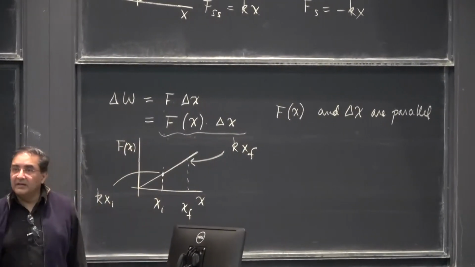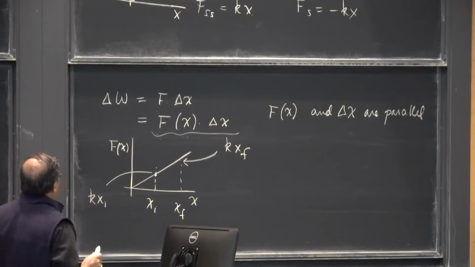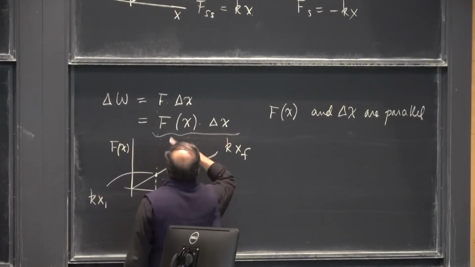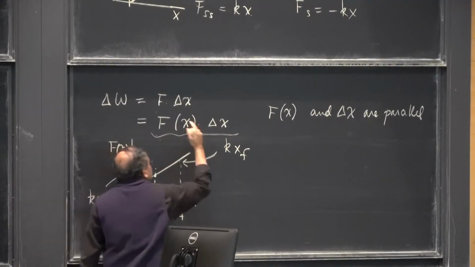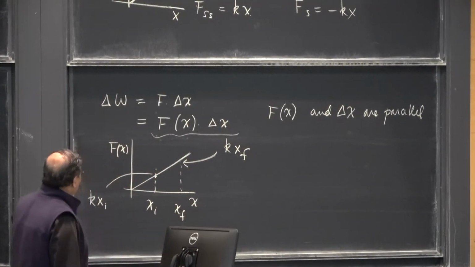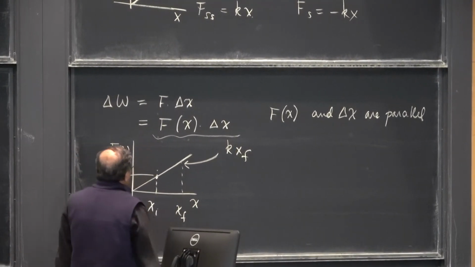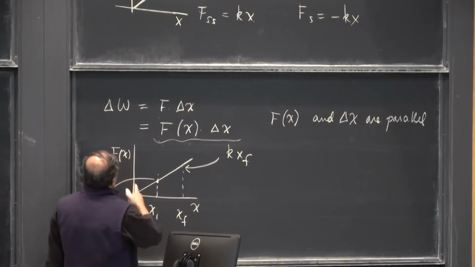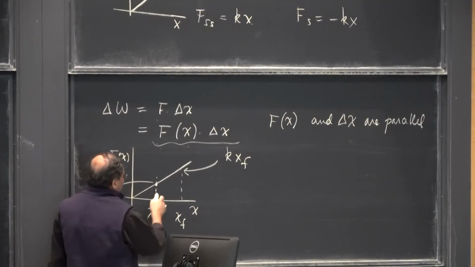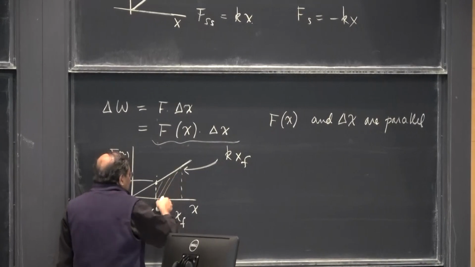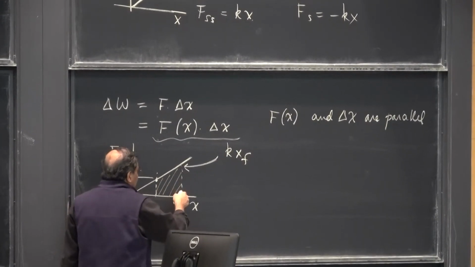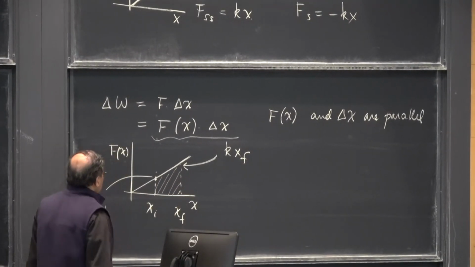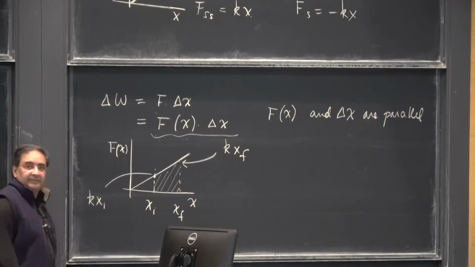For the first time, I'm getting into trouble because I can't simply multiply the force times delta X in a blind way, because this force varies with X, and that's a bit of a problem for me. So what I'm going to do is realize that multiplying Fx and delta X is actually the same as calculating this area.